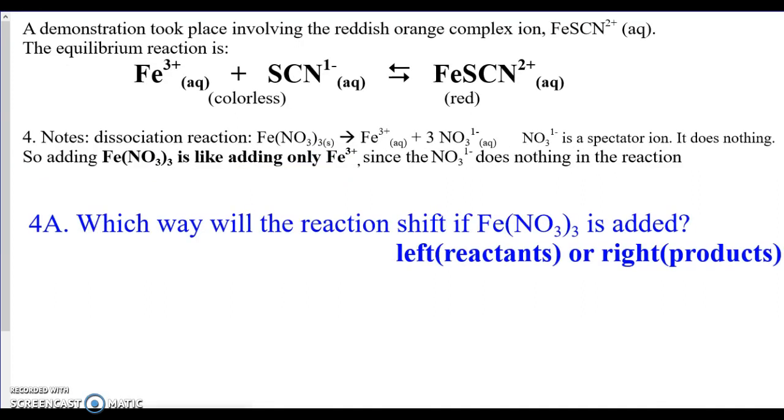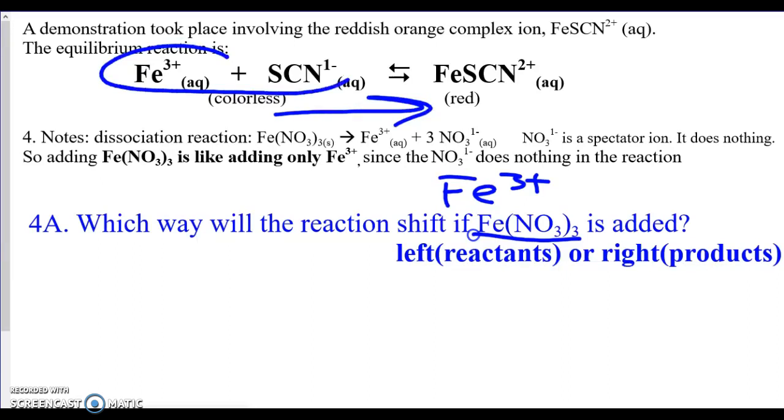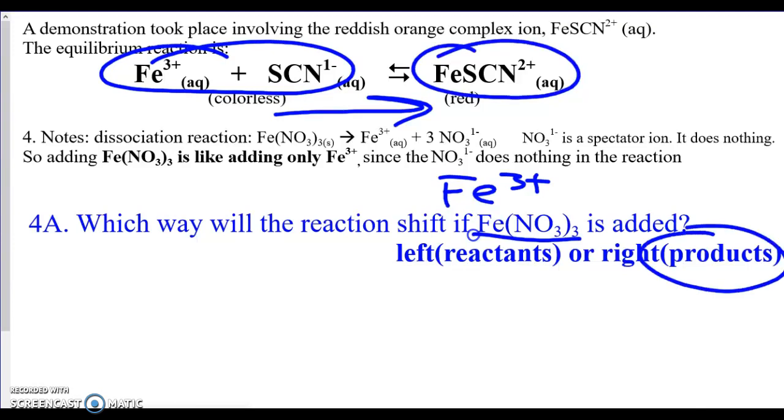So 4A, which way will the reaction shift if iron 3 nitrate is added to the beaker? Again, this is a fancy way of saying iron 3 ions. Pause the video, see if you can get this correct. Well, if I am adding some iron 3 ions to it, that is the stress, the reaction should shift to try to get rid of those iron 3 ions. The only way you can get rid of those iron 3 ions is to react these two things together to make this right here. So it would shift towards the products.